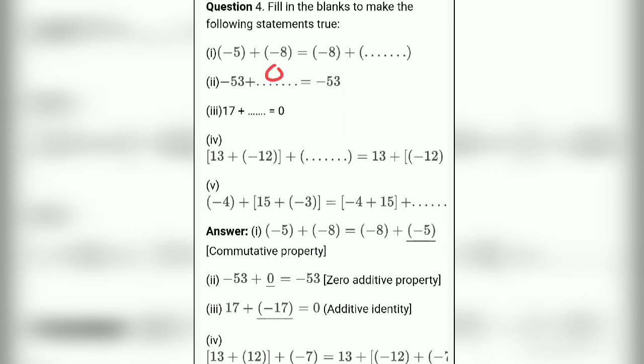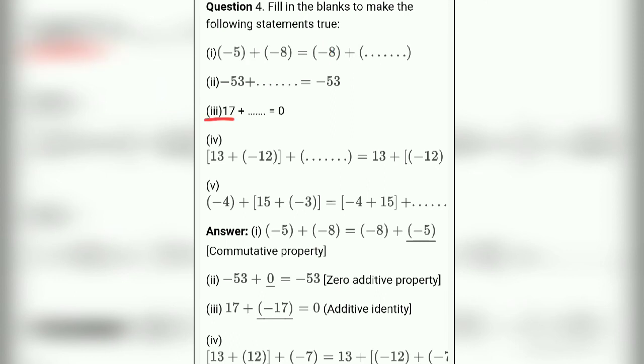This is additive identity, right? The reason is additive identity. That means in the addition process, if we want the same answer, and even in subtraction, if we want the same answer, then our second number becomes 0. So here we need to put 0, so we get the same answer, minus 53.